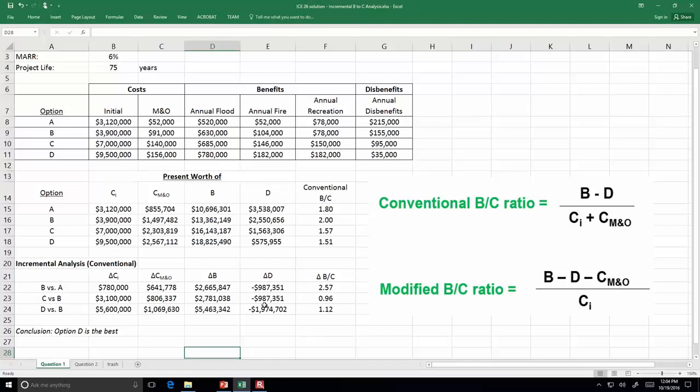So are there any questions on this process of incremental B to C analysis?